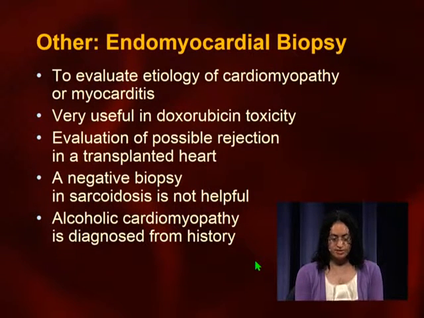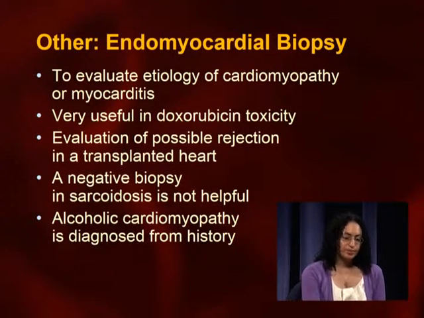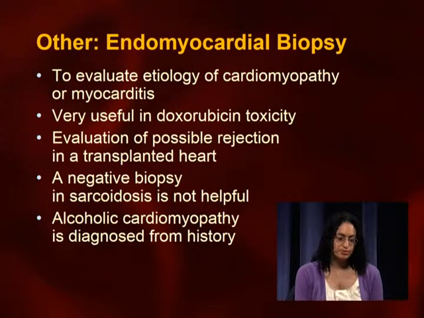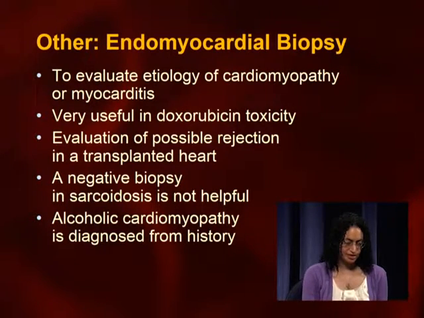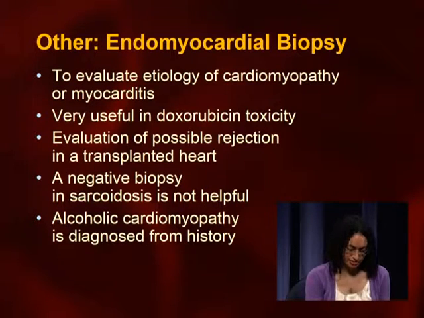Okay, in terms of another study that can be done, the endomyocardial biopsy, switching gears here for a moment, that's used to evaluate the etiology of cardiomyopathy or myocarditis. It's also useful if you suspect doxorubicin toxicity, and especially for transplanted hearts. That's where we evaluate possible rejection. Know that a negative endomyocardial biopsy in sarcoidosis doesn't rule out myocardial sarcoidosis. And you don't do a biopsy if you suspect alcoholic cardiomyopathy. You get that diagnosis from history.